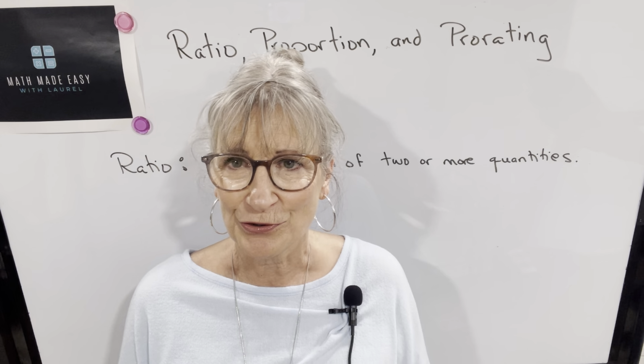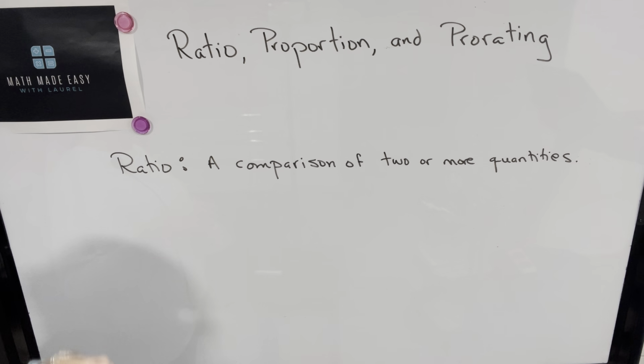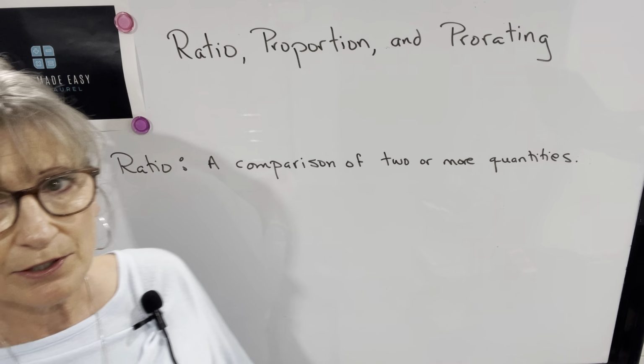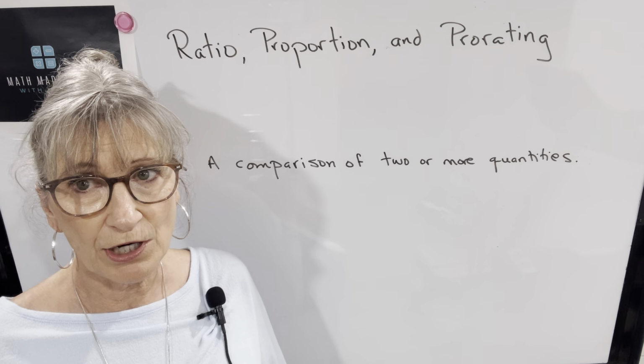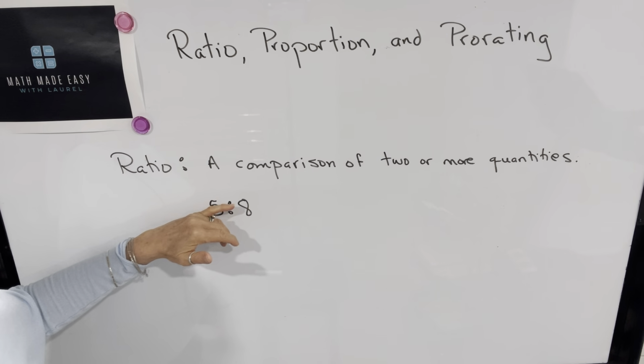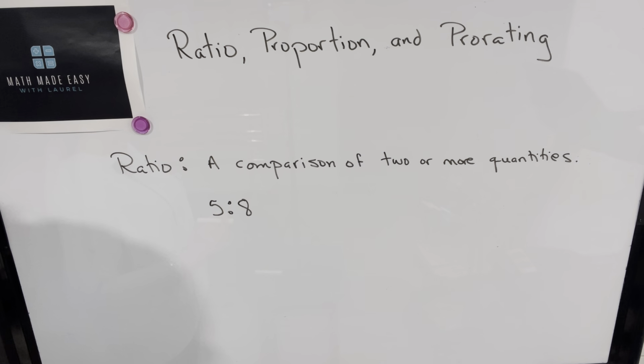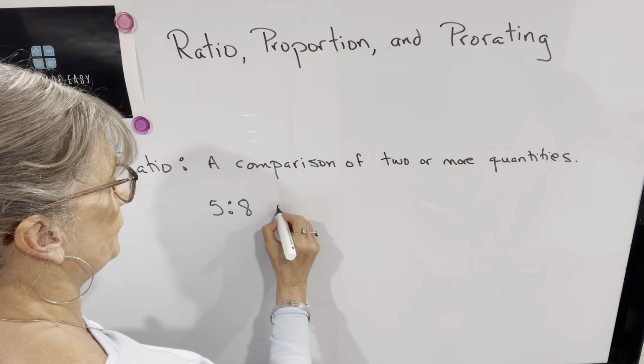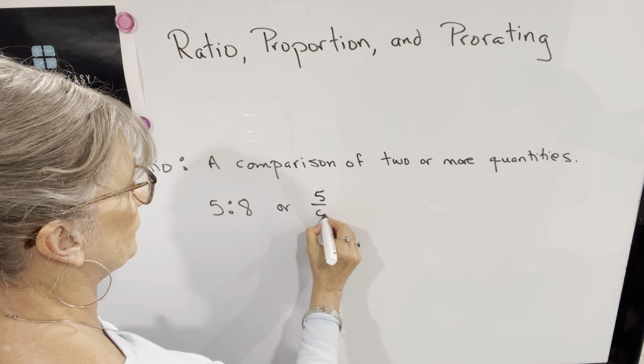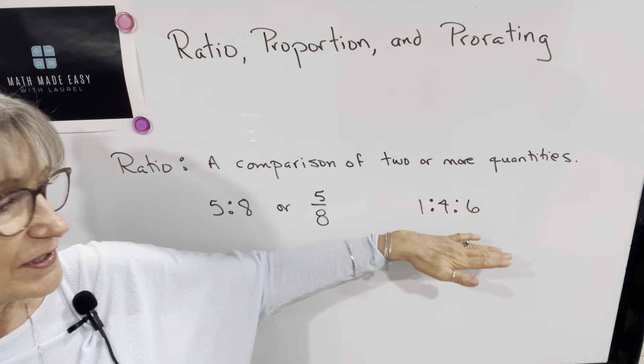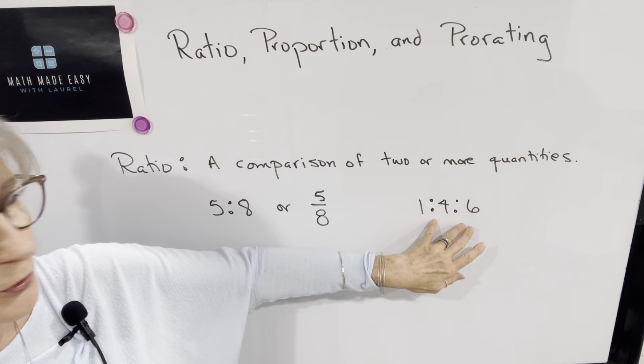Let's start with ratios. A ratio is a comparison of two or more quantities. You can write a ratio in ratio form or in fraction form. You can write it either with the colon or as a fraction. If it's more than two numbers, then leave it in ratio form like that.